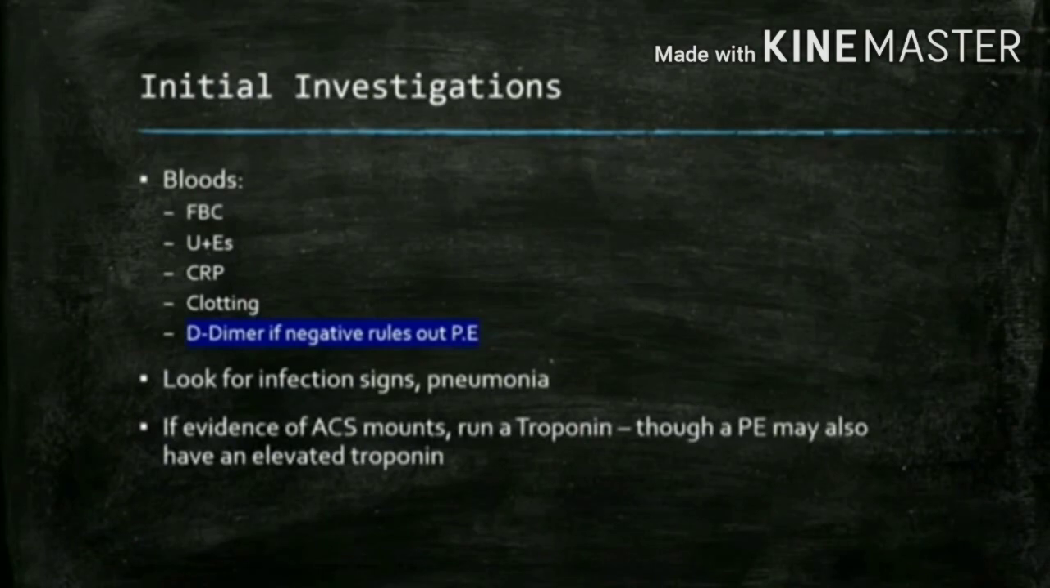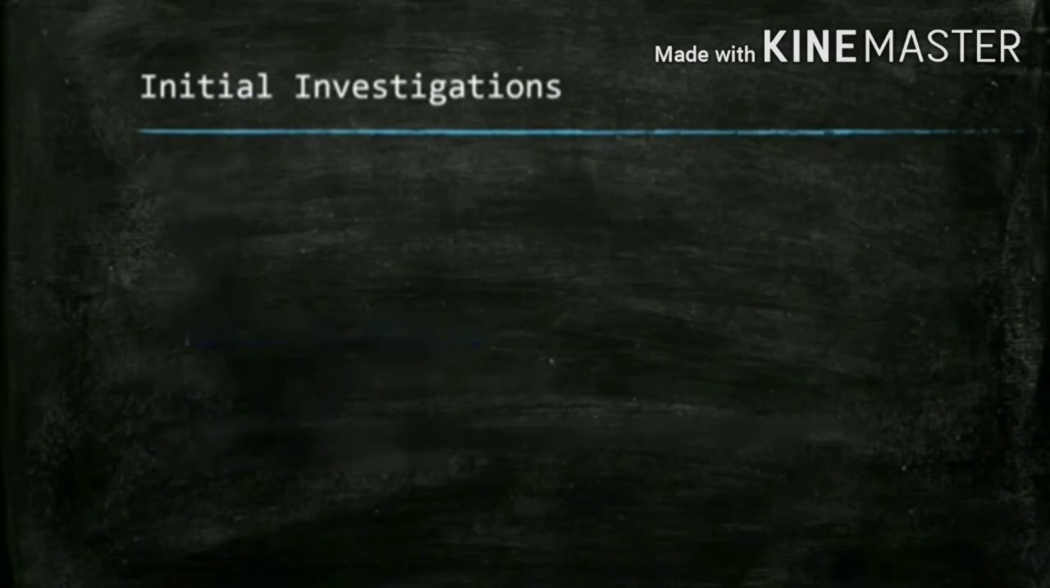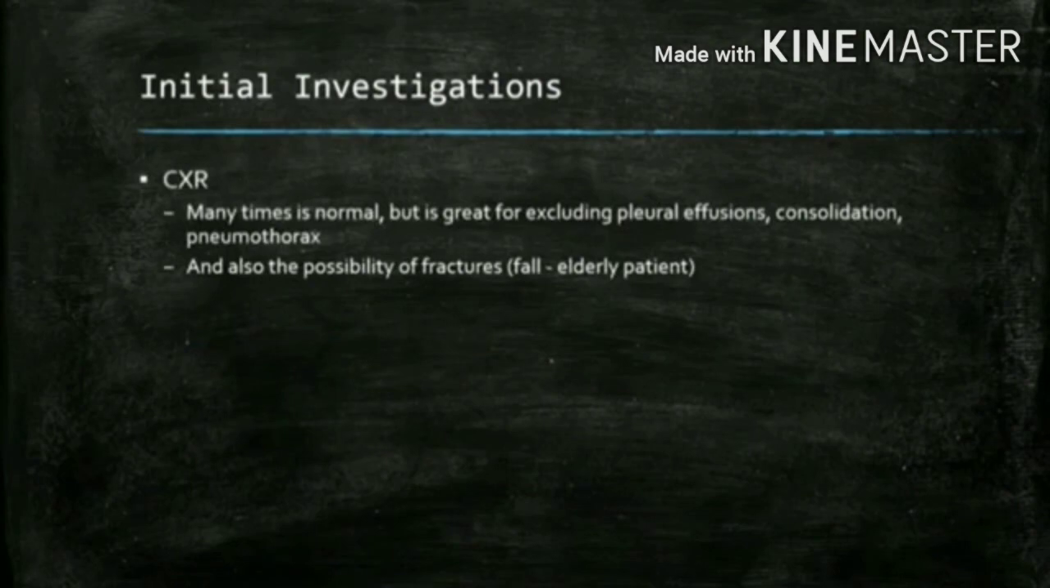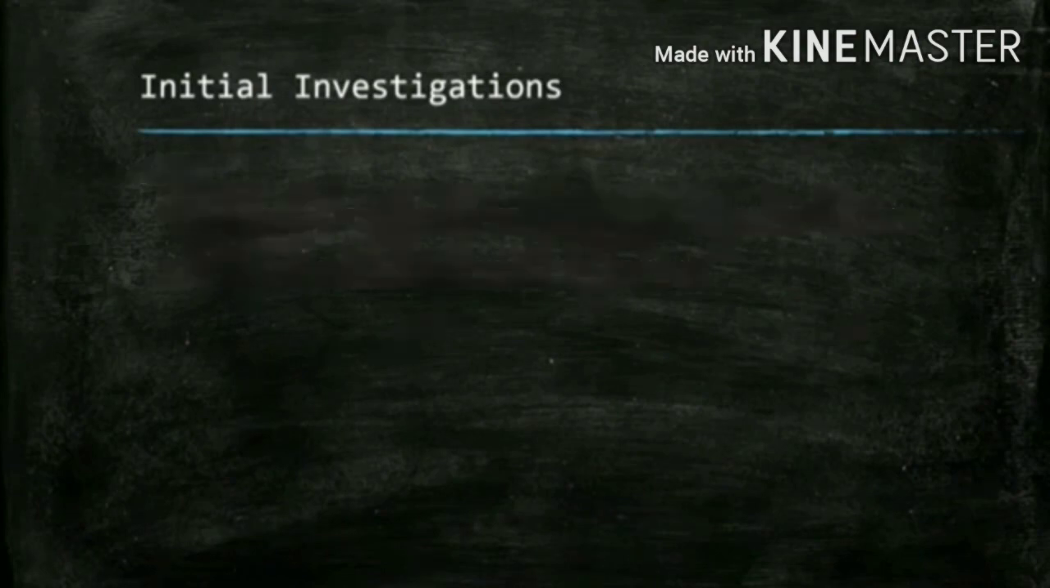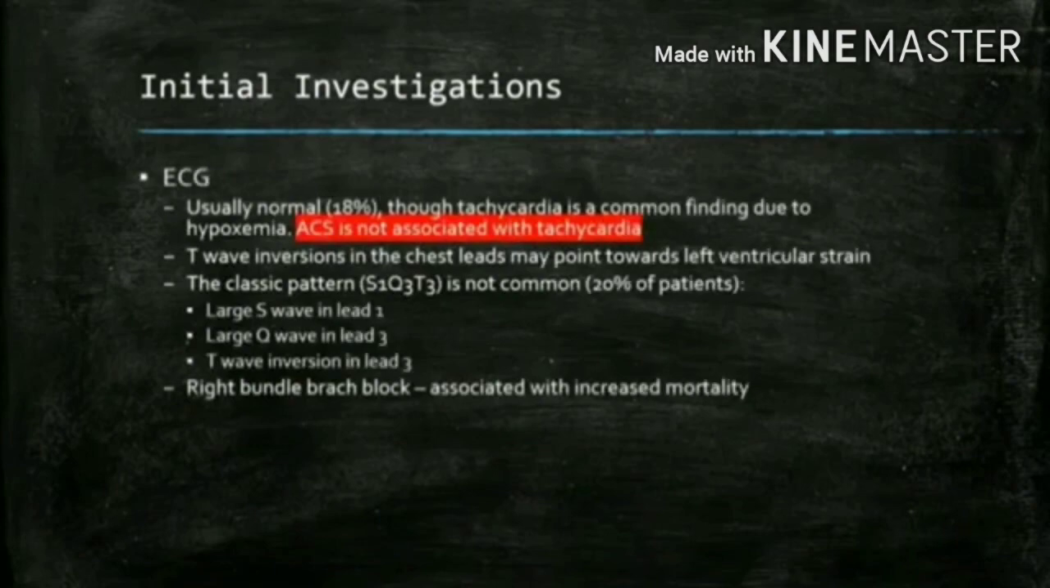On chest X-ray, we will see whether the chest X-ray report is normal or not, whether there is some presence of, excluding pleural effusion, consolidation or pneumothorax, and also the possibility of fractures. ECG. Tachycardia is the most common sign due to hypoxia.